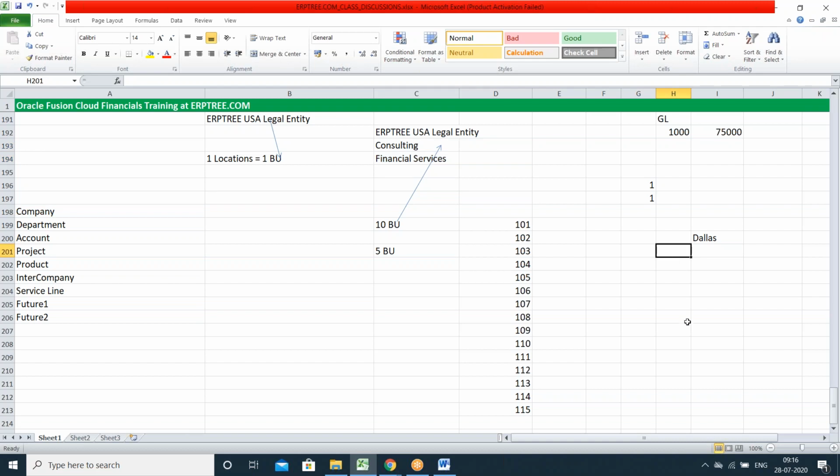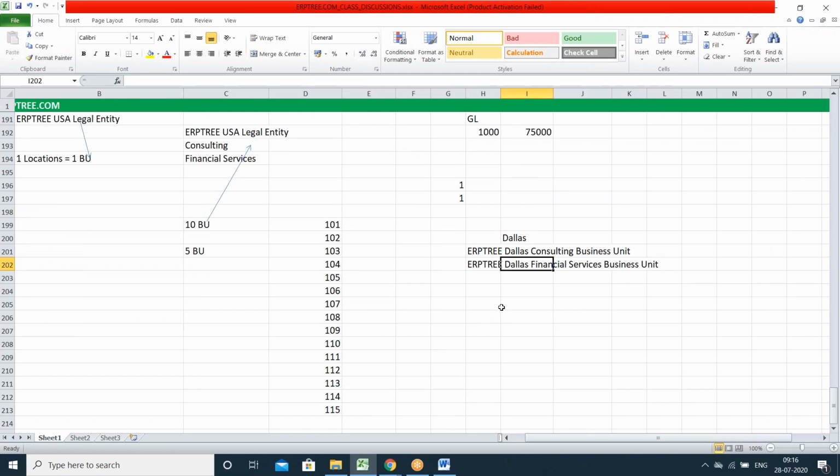For that reason, you can create ERP tree Dallas consulting business unit. The other business unit is ERP tree Dallas financial services business unit. This is how you have to create separately. Okay. So this is how you have to create this separately.